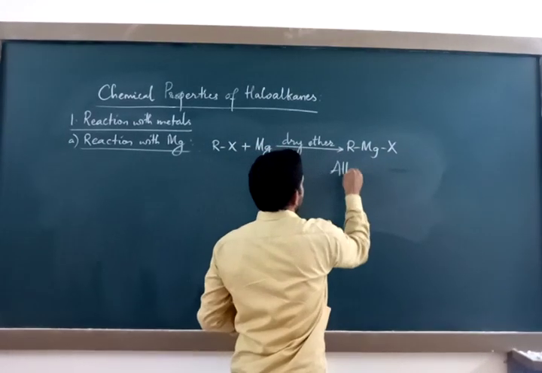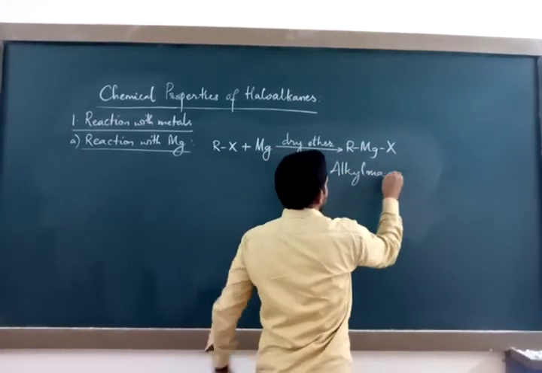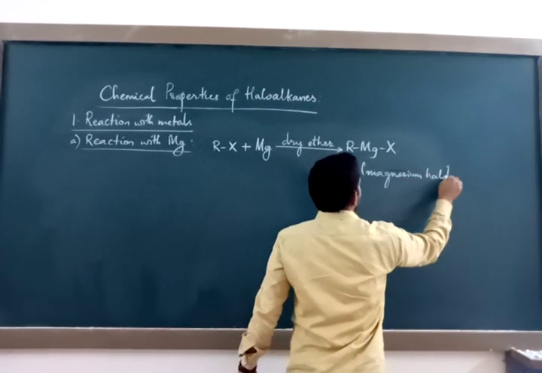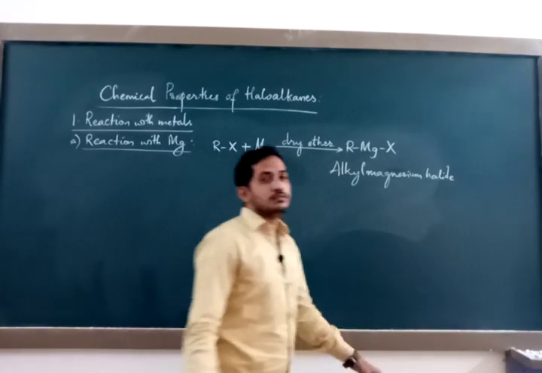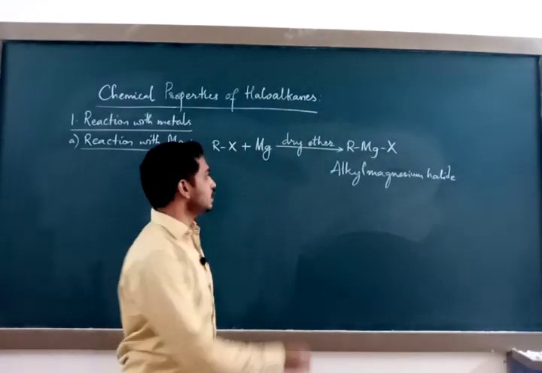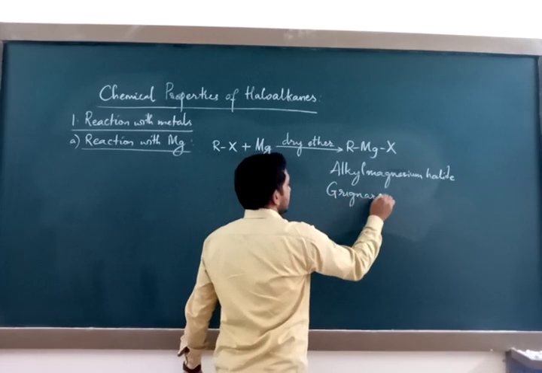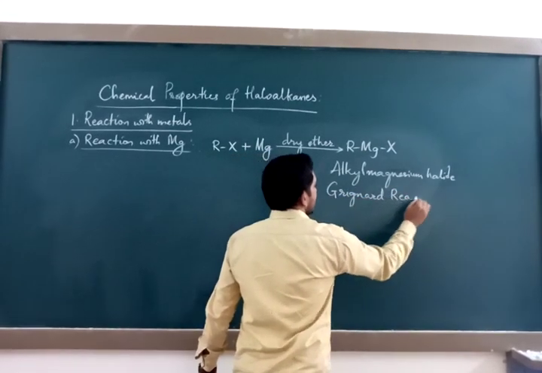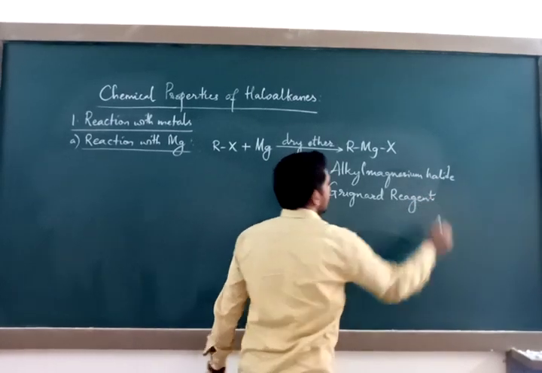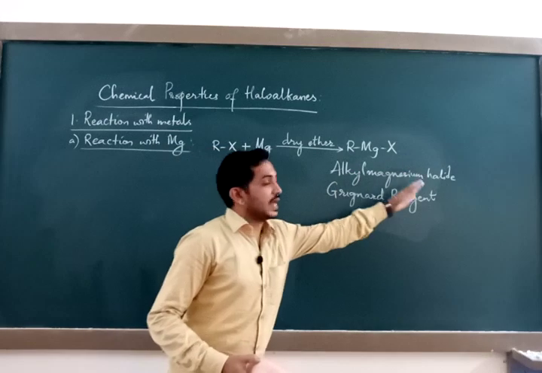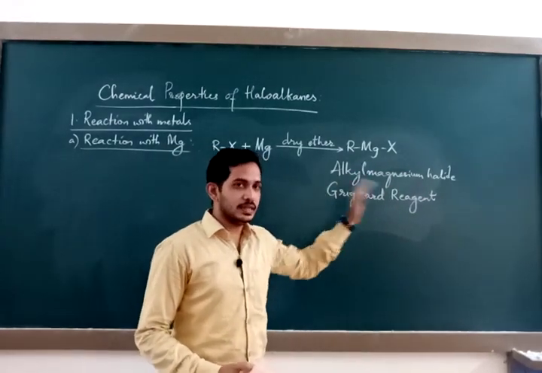You get alkyl magnesium halide. These alkyl magnesium halides were prepared for the first time by a scientist called Grignard. Therefore, the product is commonly called Grignard reagent. So, what are alkyl magnesium halides commonly called as? They are called as Grignard reagents.